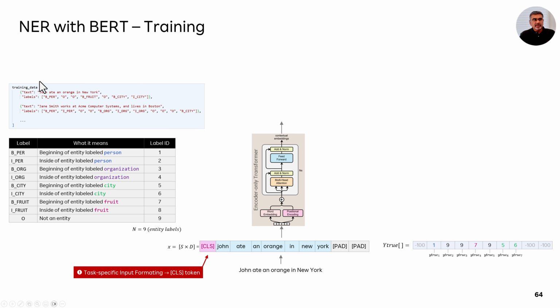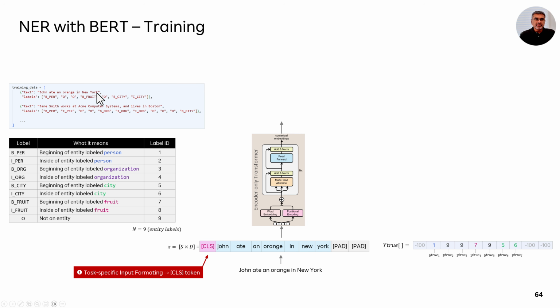Ate, in my training data set, is O, which is outside of a token. What is the ID for O? It is 9. So I put 9. The same thing for "an". When you get to orange, orange is tagged in my training data set as B_fruit. What is the ID for B_fruit? It is 7. So I put 7 here. And "in" is also outside of a token, so it's 9.